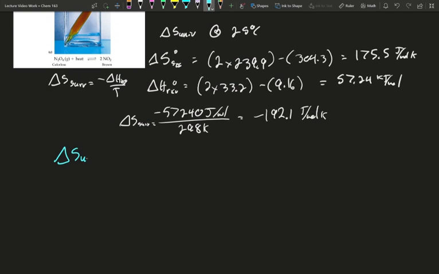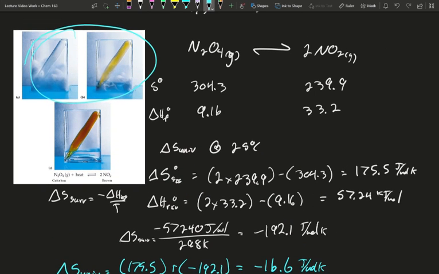Finally, the delta S of the universe, then, is going to be the system, 175.5, plus the surroundings, negative 192.1, for a total change of negative 16.6 joules per mole Kelvin. Negative 16.6. This is not favored. Breaking our N2O4 apart into two separate NO2 is not favorable at room temp. In fact, that's why we see that it's not super brown. We're not breaking this apart and making our products, or at least not very many of them.